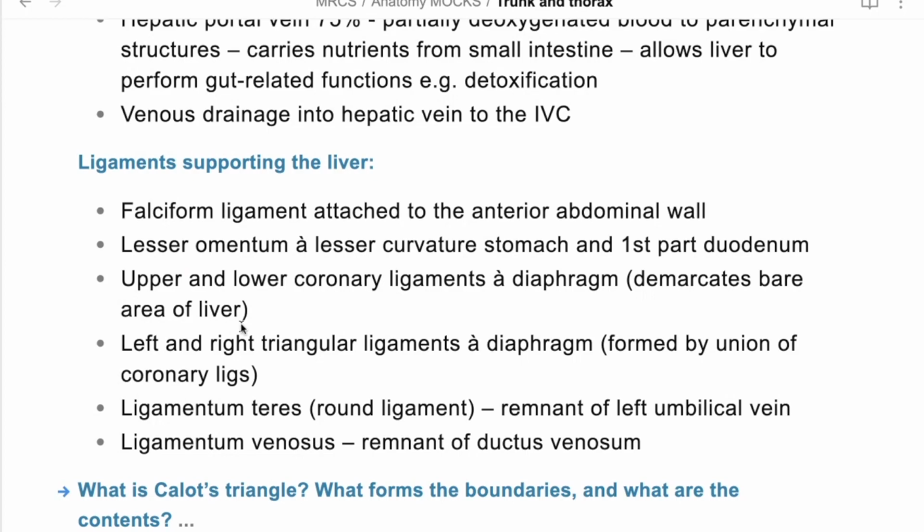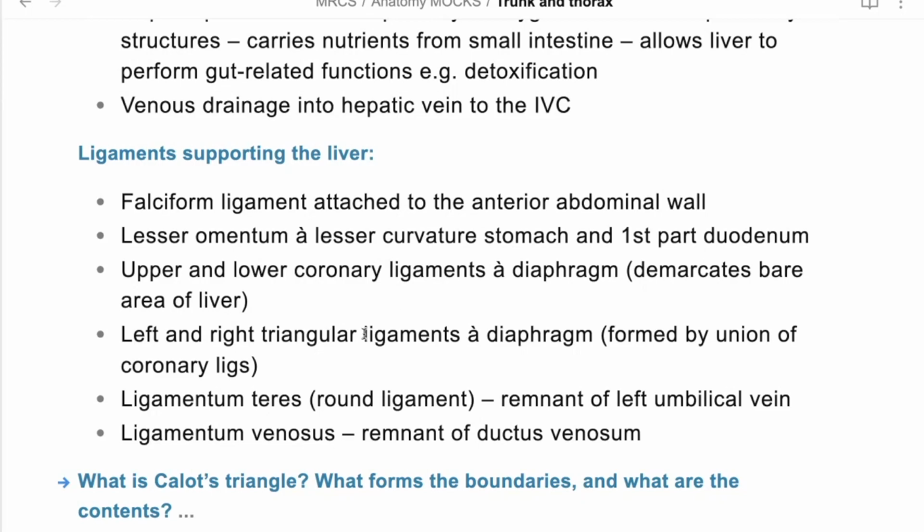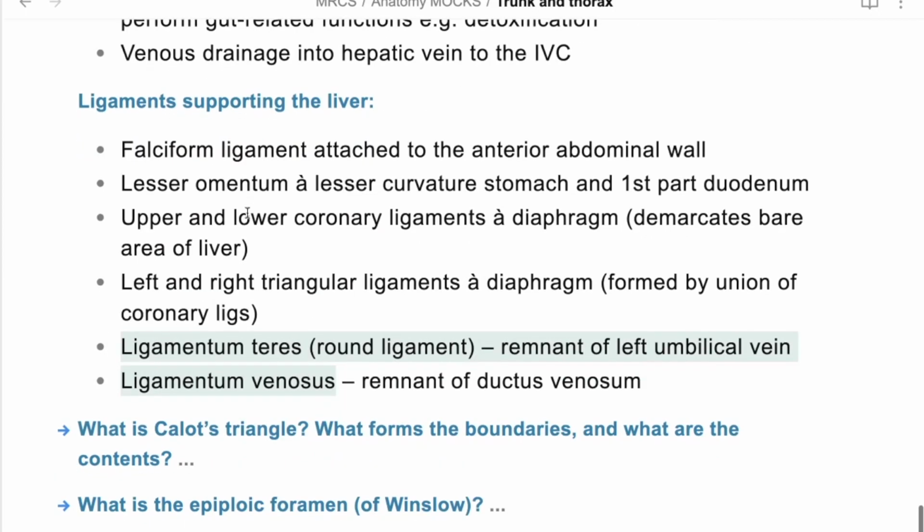Yeah, true. It's one of the supports for the liver, and also you can mention the coronary ligaments as well. So you mentioned the triangular ligament. You can mention the upper and lower coronary ligaments as well, and the teres and venosum together, and also the omentum and the falciform ligament as well.